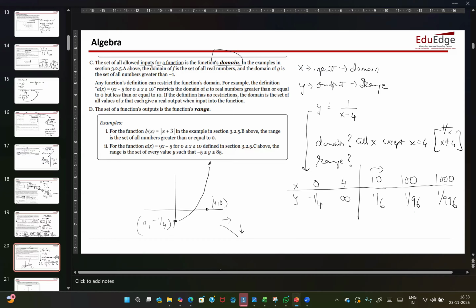And what about negative values of x? If I take -1, then -1 minus 4 is -5, so -1 by 5. When x is -1, for instance, y is minus 1 by 5. And when it's -10, it is -1 by 14. So it keeps on decreasing in magnitude. When x goes down, y is not going down, y is increasing.